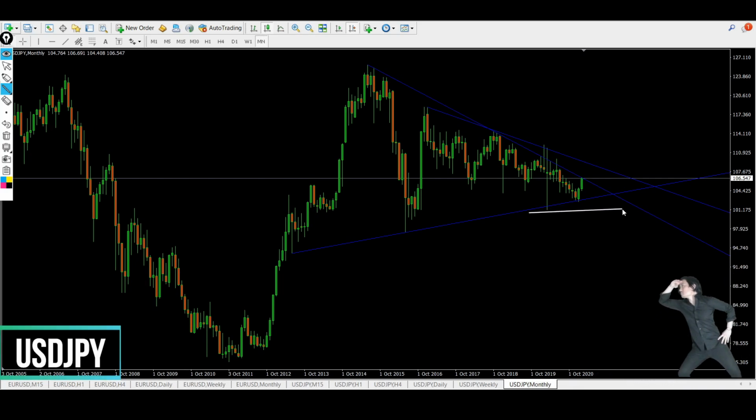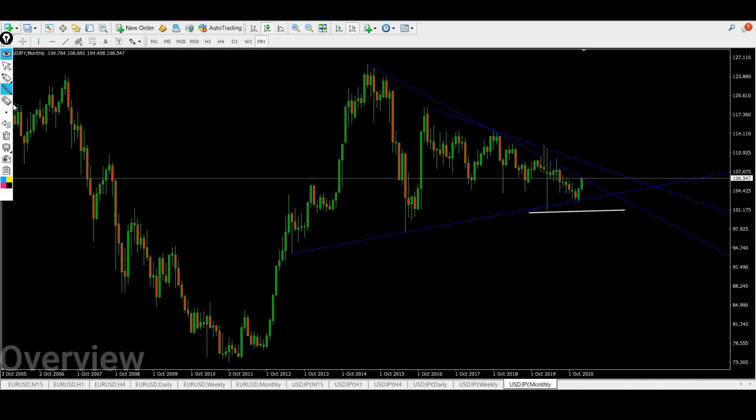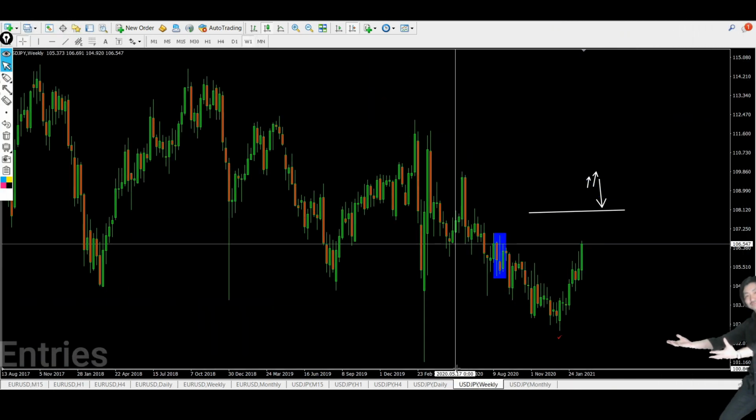Okay, ultimately we're targeting this pivot low at 101, but before that, I'm pretty sure we'll get a pullback to 107, possibly 109, and then down to 101. Okay, so let's talk entries. We'll go over to the weekly chart.